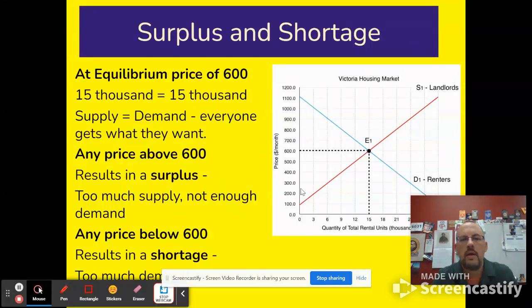Now, if for whatever reason the market price, let's say the landlords tried to provide rented houses for over $600 a month, then let's say they went to $800, there would be too much supply, not enough demand, and we would have a surplus. If the market price was below $600, we would have too much demand and not enough supply, and thus a shortage. So the idea is you're going to see some quiz questions where someone charges above the market price or above equilibrium, and if that happens, surplus, and if it's below, shortage.